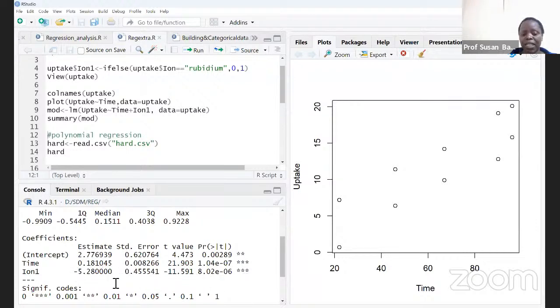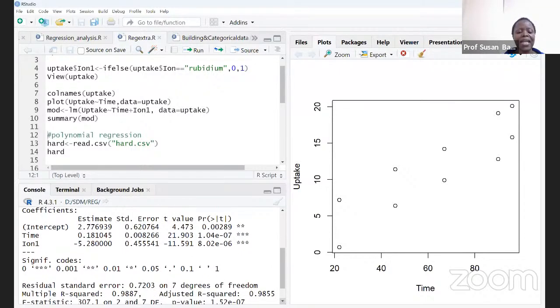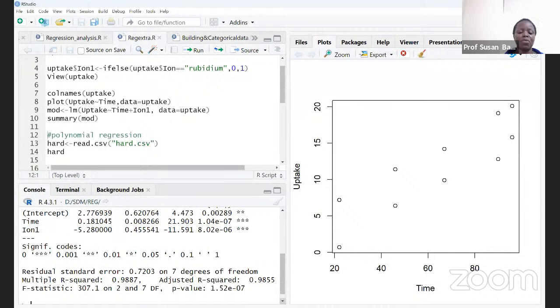And also check that iron1 is significant because its p-value is 8.02 times 10 to the power minus 6. So when that is significant, what do we realize? We cannot fit a single model, but we require two models, one explaining bromide and another one explaining rubidium. Here, our adjusted R squared is 0.9855, indicating that 98.55% of the variation in uptake has been explained by the model.